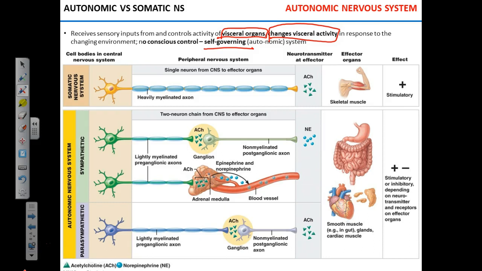Let's recall what the somatic system does. First of all, what is the motor output of the somatic nervous system? What kind of effectors are in the somatic nervous system? What kind of effector does it stimulate? The skeletal muscle, period. Okay, skeletal muscle. The motor neuron is myelinated, heavily myelinated. Why is it heavily myelinated?